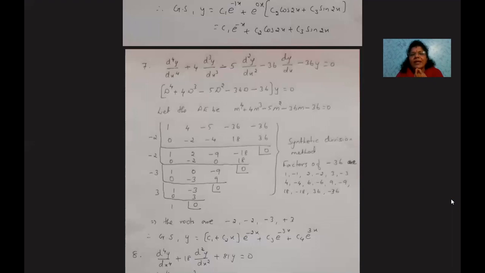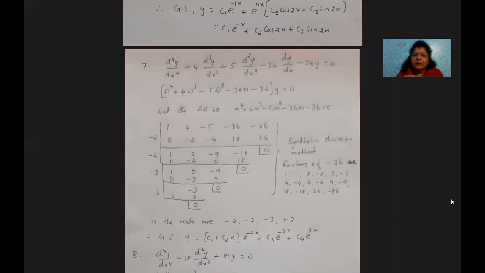First, we should write the factors of the constant. What is the constant here? Minus 36. What are the factors of minus 36 we can write? 1 and minus 1 are factors of minus 36. Next, 2 and minus 2.